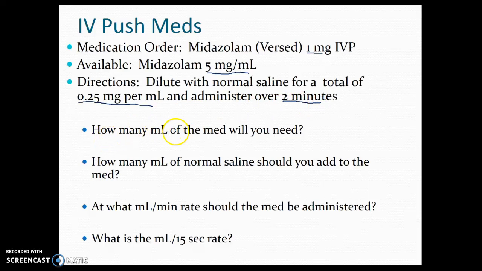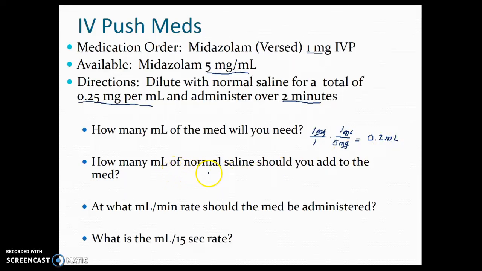Our first question, how many milliliters of the med will you need? So we have an ordered amount of 1 milligram, and we had a strength that had 5 milligrams, and I'm setting up dimensional analysis, so I'm putting the milligrams in the denominator. Those 5 milligrams were in 1 milliliter. So doing my math, 1 divided by 5, I end up with 0.2 mLs of the med.